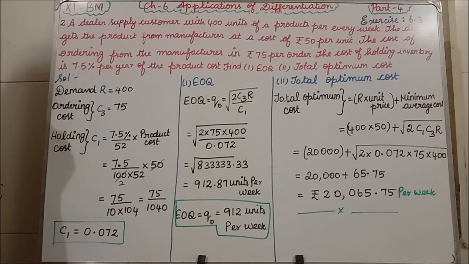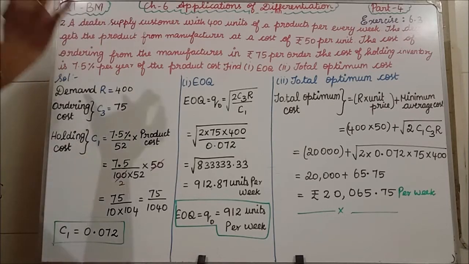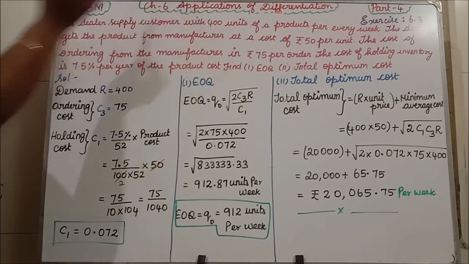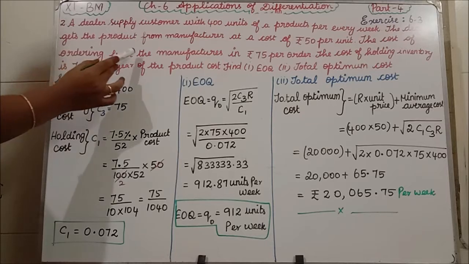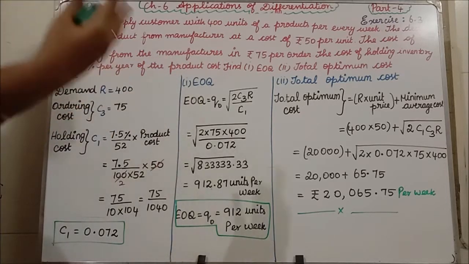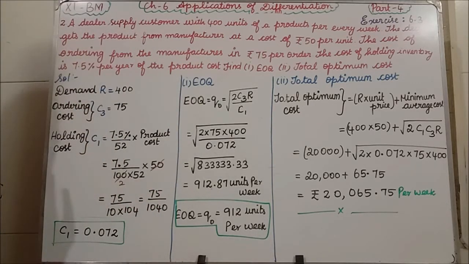Okay, now we'll see. A dealer supplies a customer with 400 units. So this 400 is what? That is our demand R. So demand R is equal to 400. In this they are talking about the ordering cost, ordering from the manufacturer. How much is ordering? Here ordering is 75 per order. So ordering cost C3 is 75.